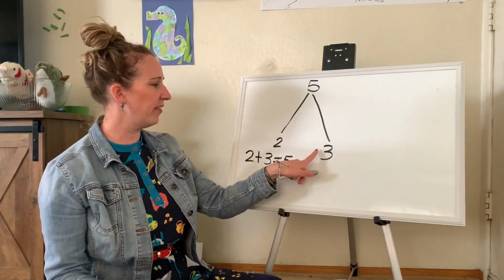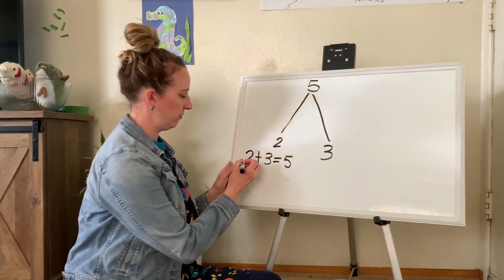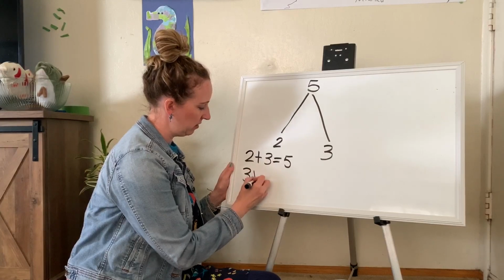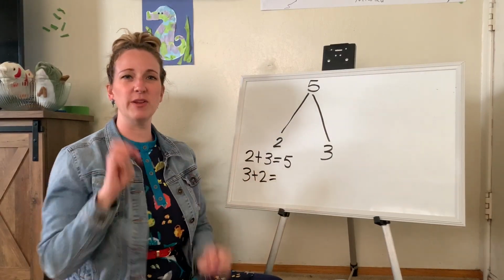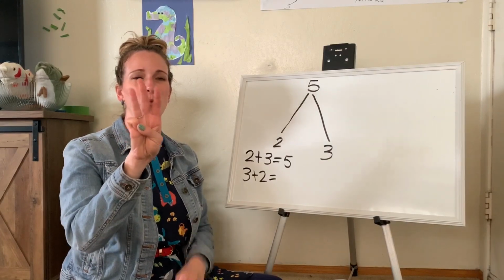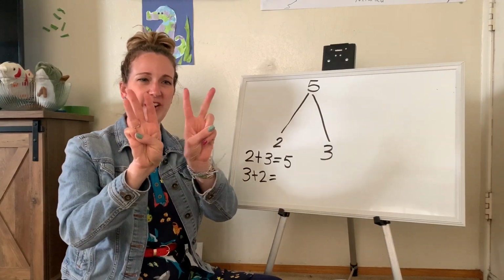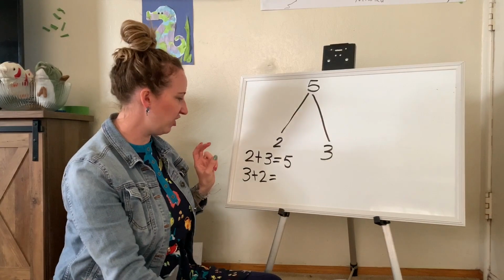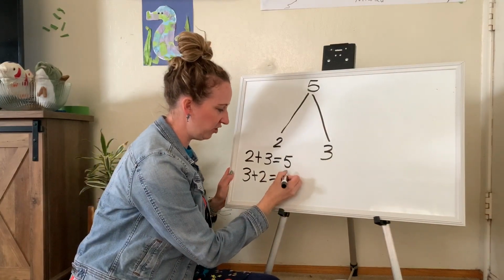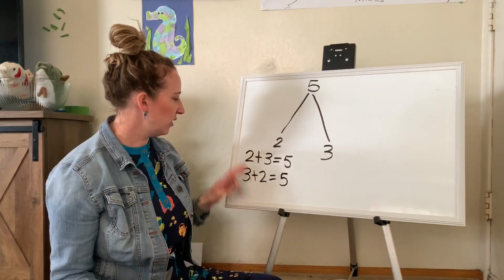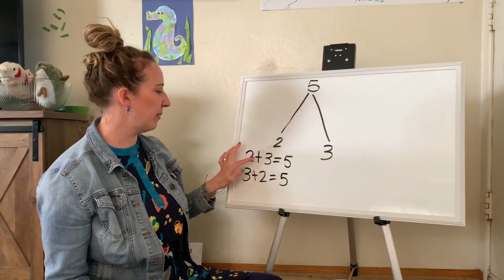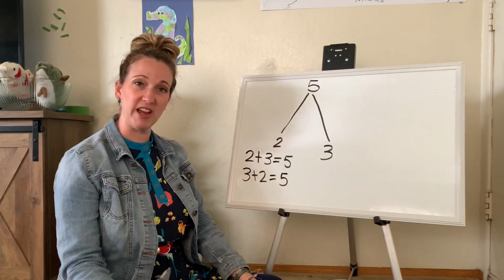So 2 plus 3 equals 5. Well, what if I added 3 plus 2 instead? What's it going to equal then? If I start with 3 and I add 2 more, 3, 4, 5. Did anything change? Did the answer change? No, it didn't. It stayed the same. So all we did was change which number came first in the equation.